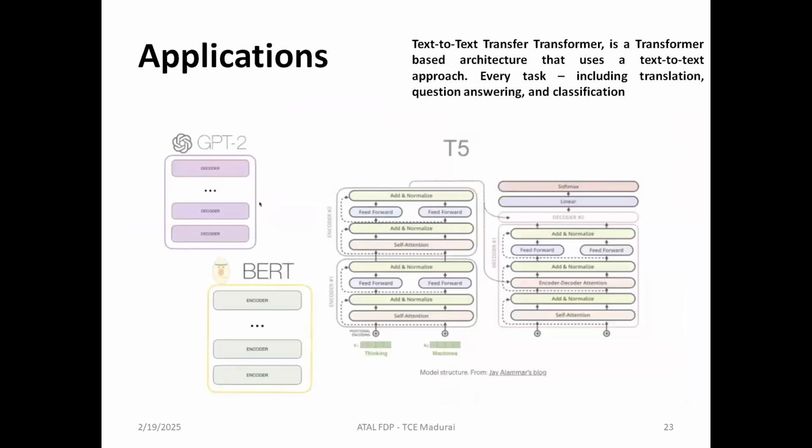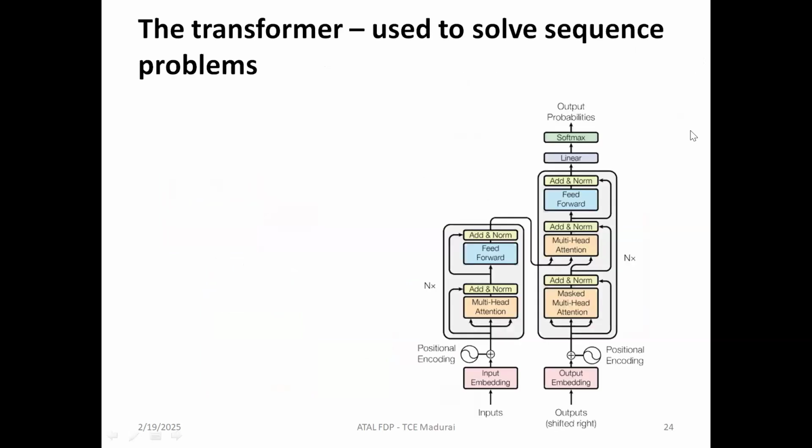So here, T5 is a text-to-text transformer. This will work for translation as well as question answering, where it involves both the encoder as well as the decoder. So in ChatGPT, GPT-2, you see only the decoder is there, and in the BERT model only the encoder is there. In T5, we make use of both the encoder as well as the decoder. So now let us see how to solve the sequence problem by using the transformer. This is the block diagram behind the transformer. I think you can see this diagram. One second.